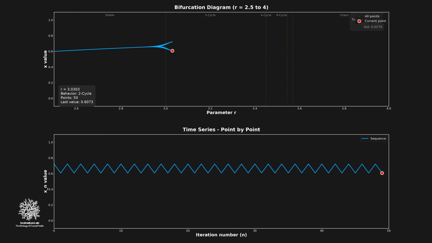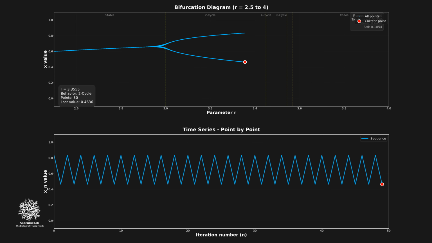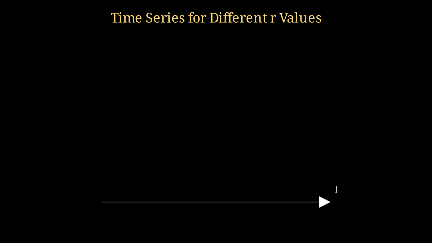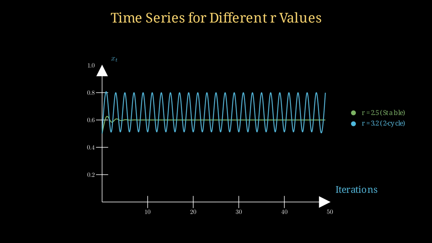In the 2-cycle region, the sequence alternates between two values like a heartbeat, regular and rhythmic. As we enter the 4-cycle and 8-cycle regions, the rhythm becomes more complex, like a drum pattern with increasing polyrhythms. Finally, in the chaotic regime, the sequence appears random: no discernible pattern, no repeated values, no regularity.